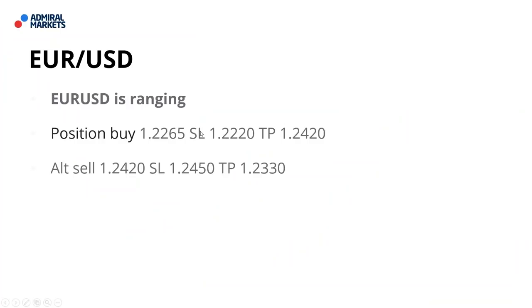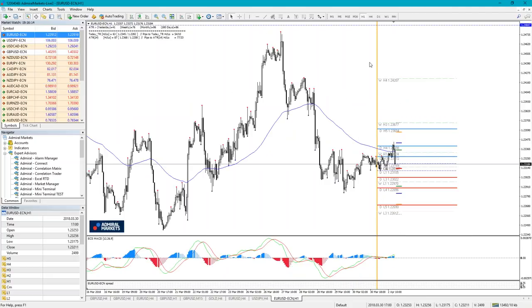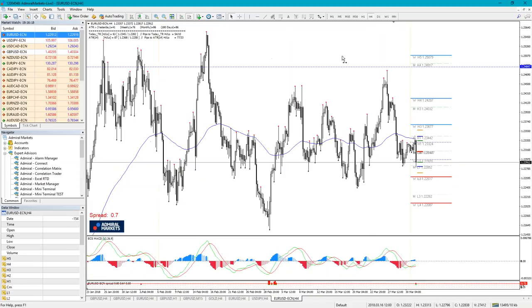Euro dollar is still ranging, guys. I can tell you, I have a small long trade on my other account on MT5, and I was very, very close to being stopped out, by only one pip. My stop loss is 22.79 on that trade, so I still don't know if I will be stopped out or not, but definitely euro dollar is not behaving as I want it to.